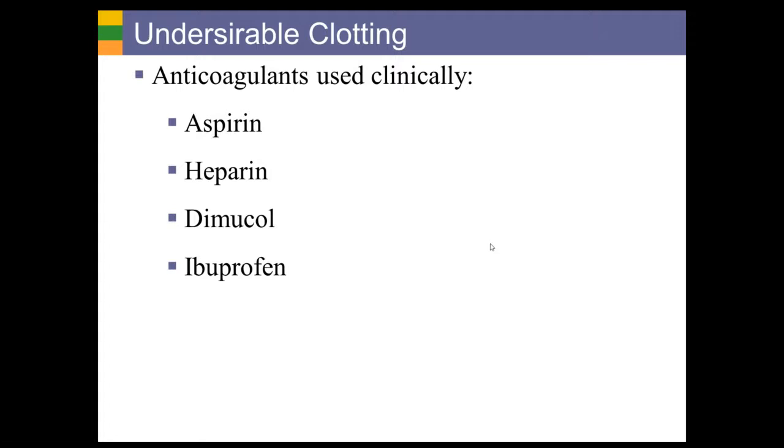And so there are medications that are prescribed and some that you can take over the counter that are used to reduce the risk of thrombosis. And some of them you're already familiar with, like aspirin, ibuprofen. Those are anticoagulants.